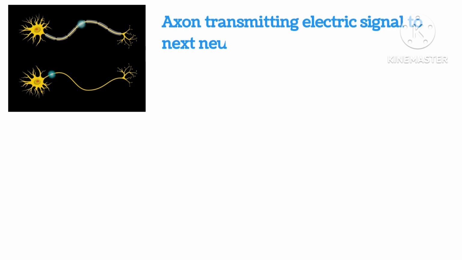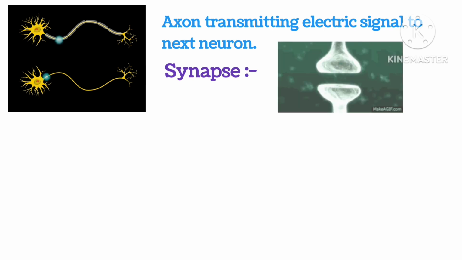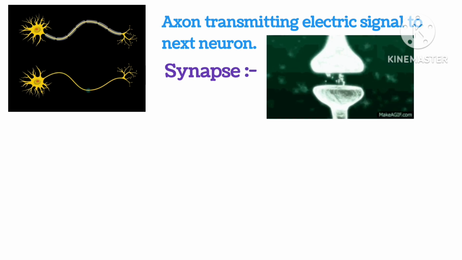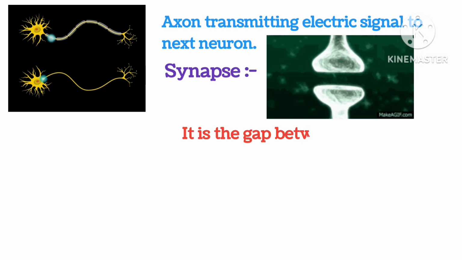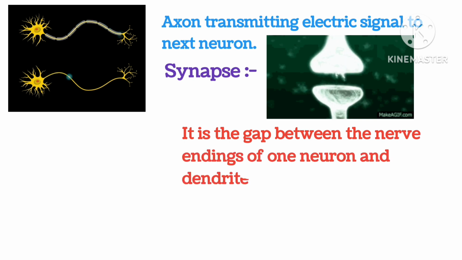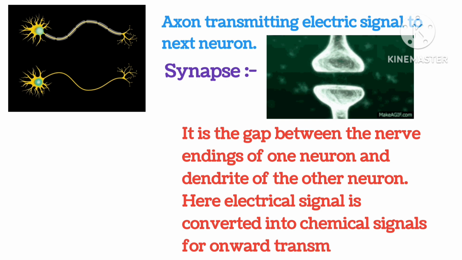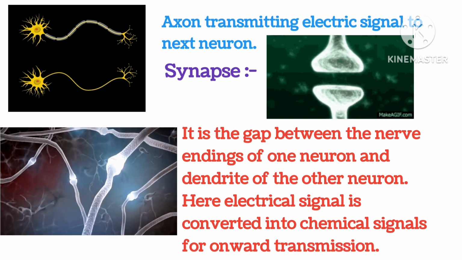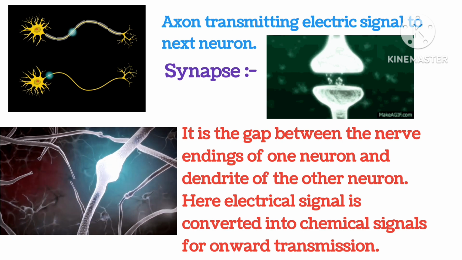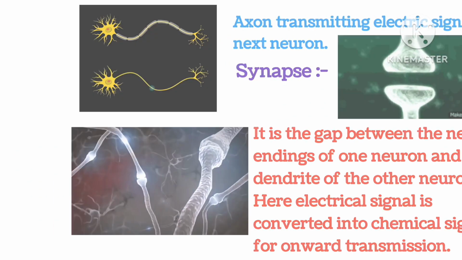As you can see here, axon transmits electrical signal to the next neuron. Synapses. It is the gap between the nerve ending of one neuron and the dendrite of the other neuron. Here the electrical signal is converted into chemical signal for onward transmission. You can see how the synapse is taking place in this diagram picture.